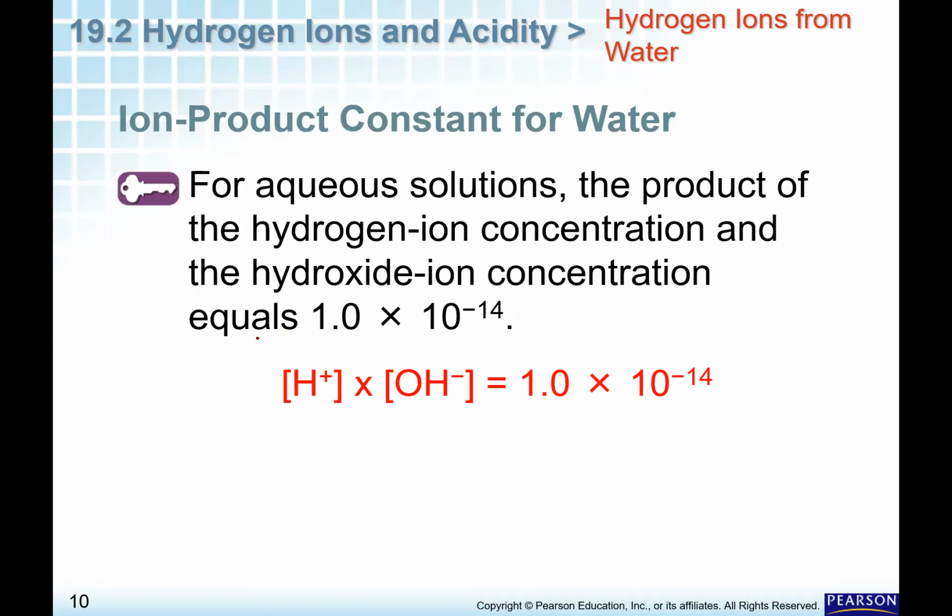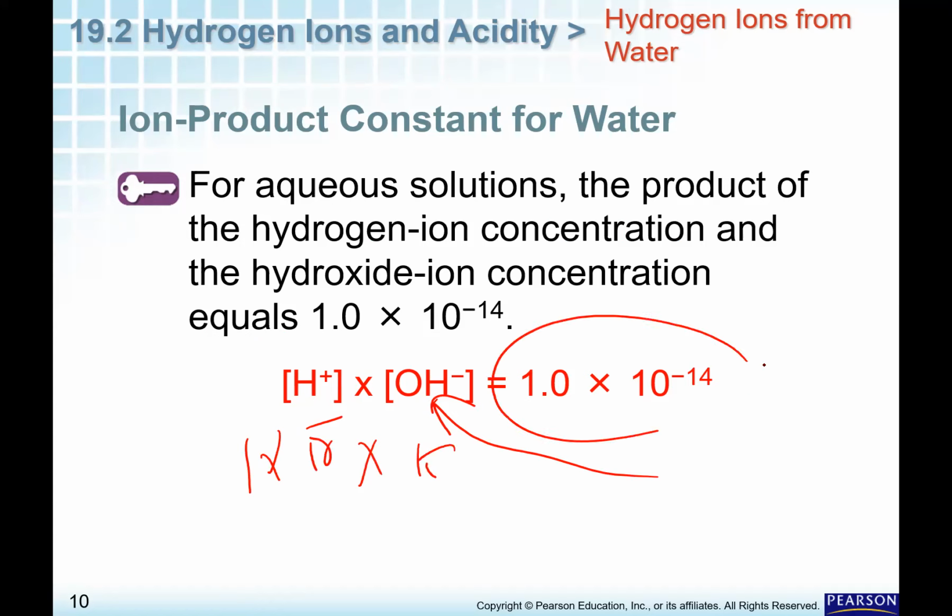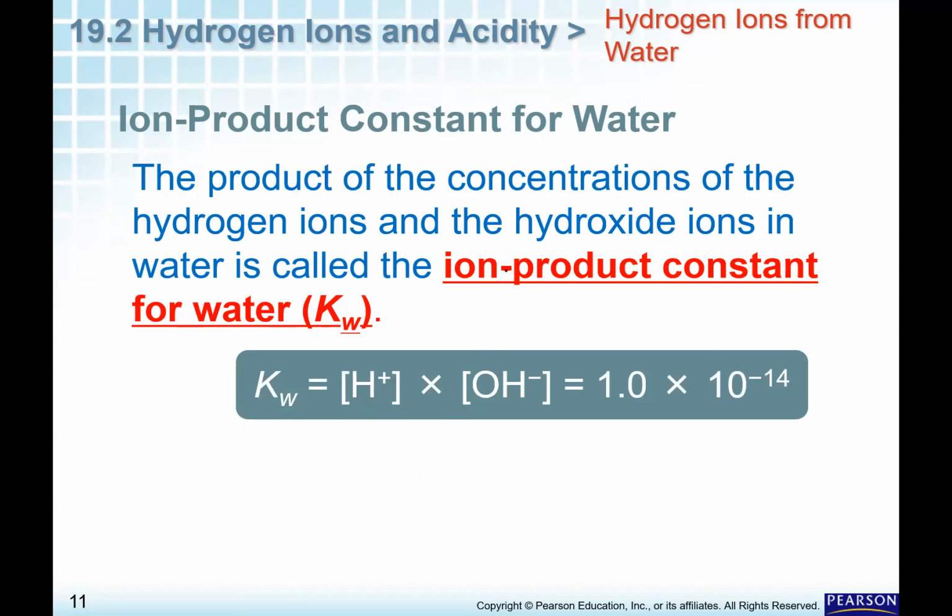Considering that each one of them is equal to 10 to the minus 7 in pure water at 25 degrees, if you multiply 1 times 10 to the minus 7 times 1 times 10 to the minus 7, that's equal to 10 to the minus 14. So the multiplication of the two concentrations is equal to a constant, and that constant is 10 to the minus 14. This 10 to the minus 14 is called Kw, the ion product constant for water.